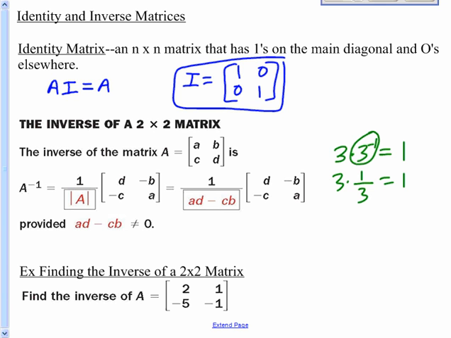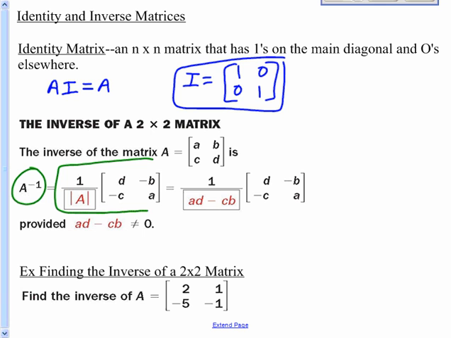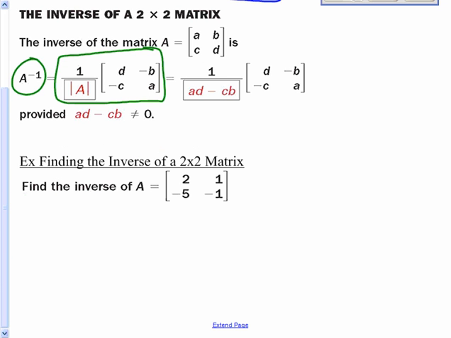So we have an inverse matrix. If you have any matrix A, a 2 by 2 matrix, A inverse is 1 over the determinant of A times the matrix D, negative B, negative C, A. So let's go ahead and find the inverse for this matrix A. This is like our A, B, C, D right there.